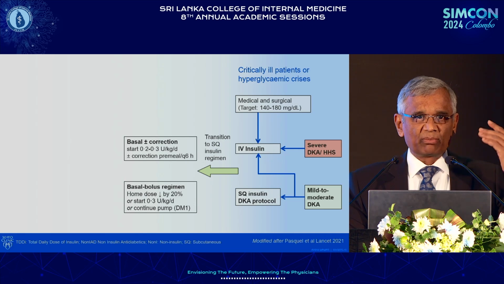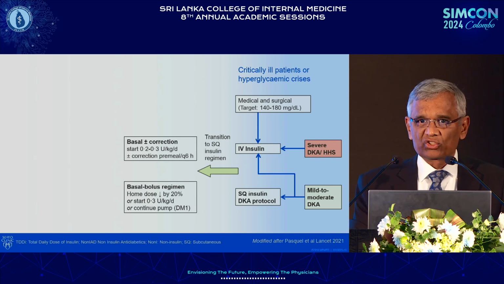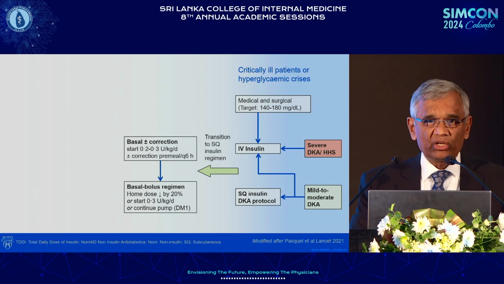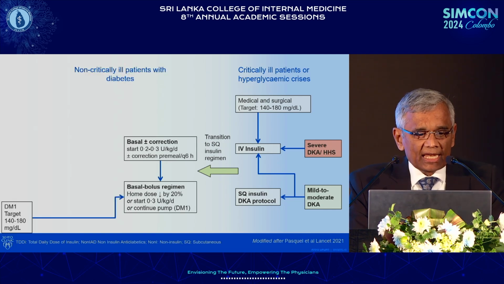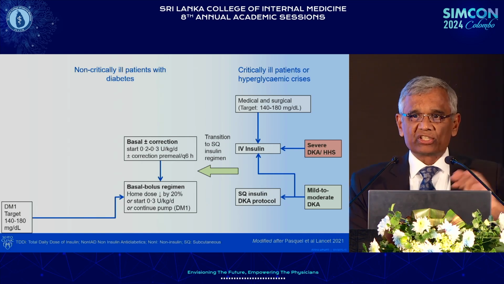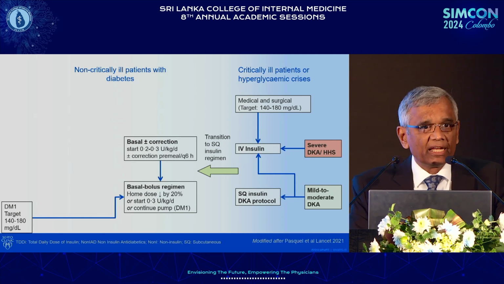We can transition to basal insulin plus correction insulin as needed, or basal plus bolus plus correction insulin, otherwise called multiple daily dose insulin plan. If the basal plus correction does not work, we may want to go to multiple daily insulin dose plan. And if the person with type 1 diabetes is admitted, we keep target glucose of 140 to 180 milligram per deciliter and always use basal bolus plan and don't go to other plans.